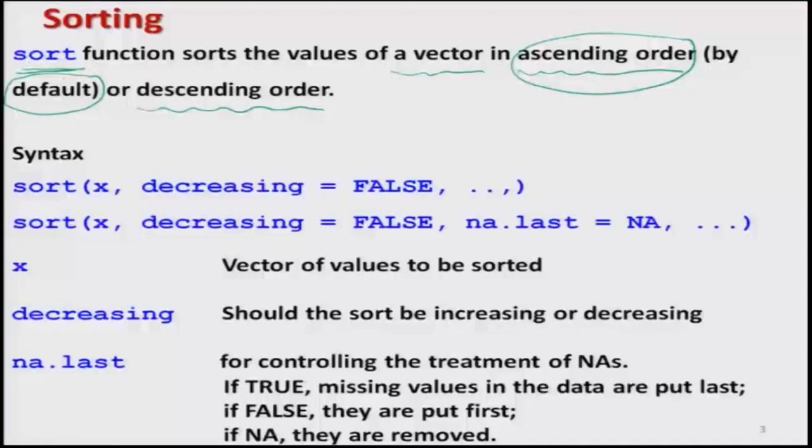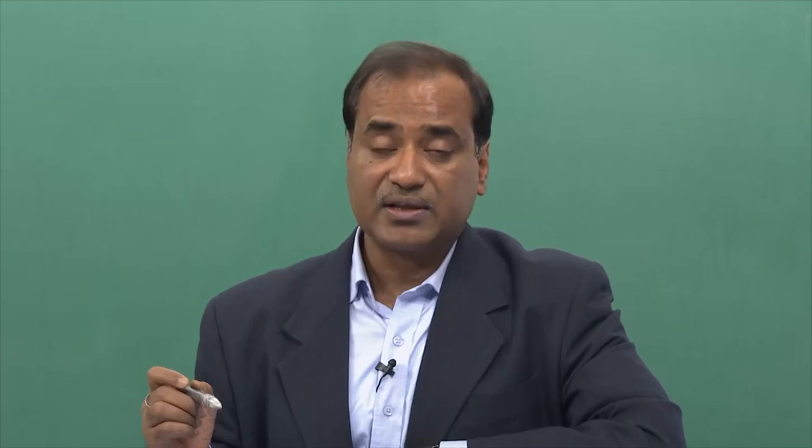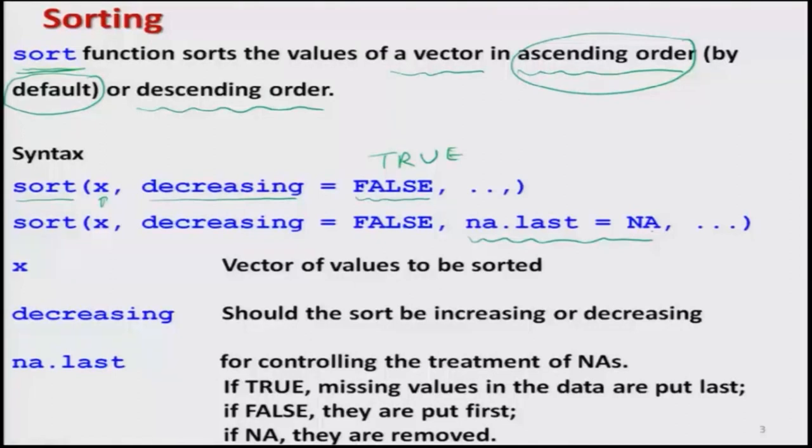So this is the syntax. First you write sort and then the vector x, and now you have to see whether decreasing is FALSE or decreasing is TRUE. And remember one thing, that TRUE and FALSE are two reserved words which are logical values. Based on that, it will give you the outcome. And there is another option: in case some values in the x vector are missing, they can also be handled using the argument na.last.